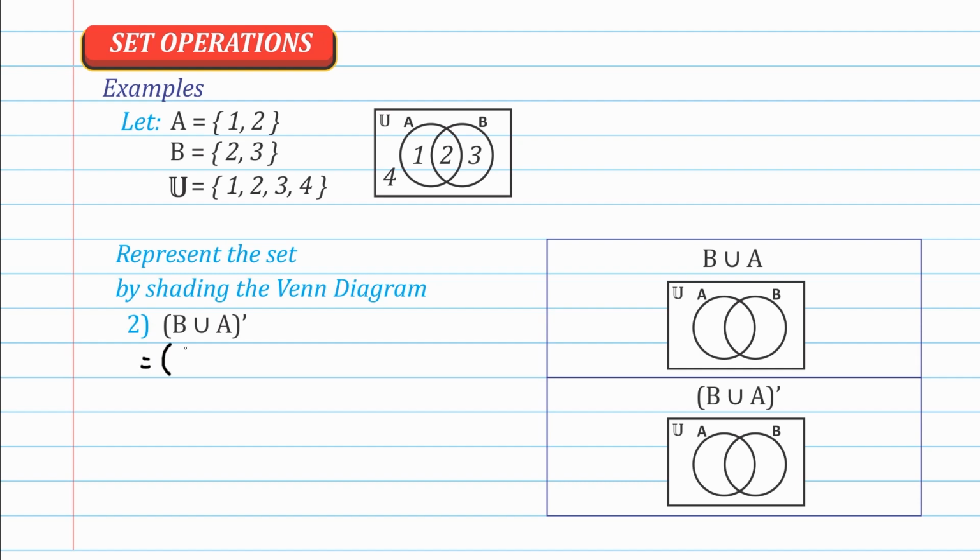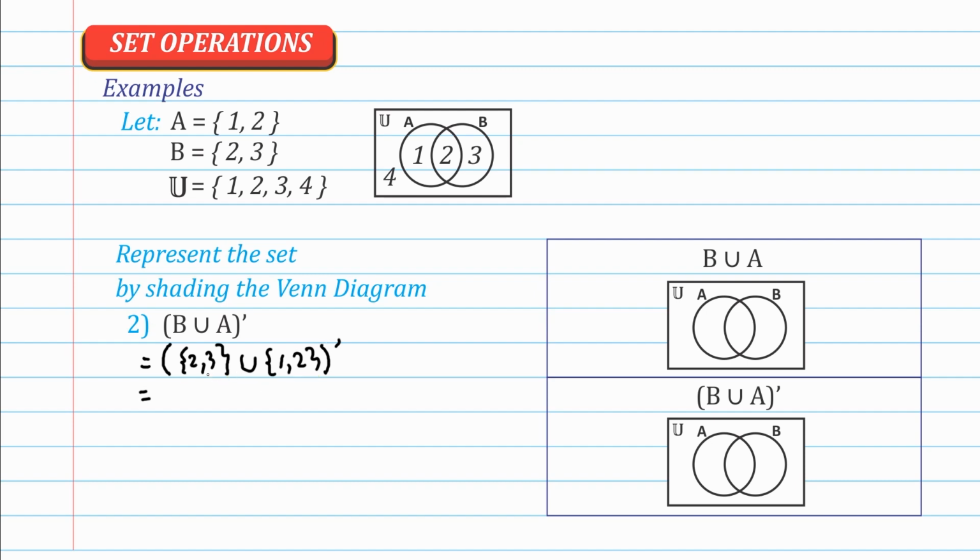Replace B with the elements 2, 3. Carefully, union. And then A, elements are 1 and 2. And then don't forget, close parenthesis, and of course, prime. Next, according to the PEMDAS rule or GEMDAS rule, solve first whatever's inside any grouping symbol. So let's try and do that first before getting the prime.